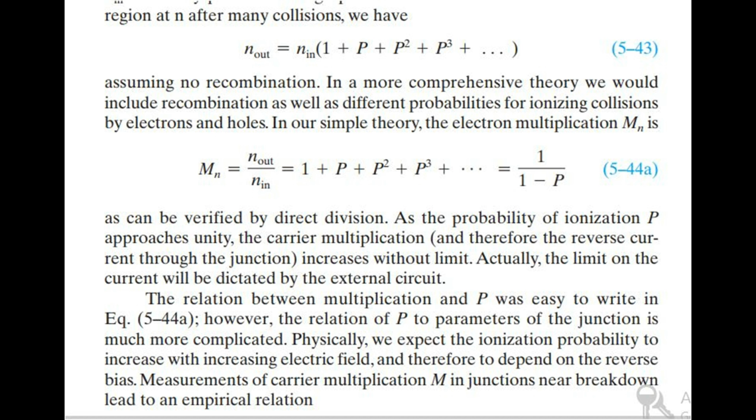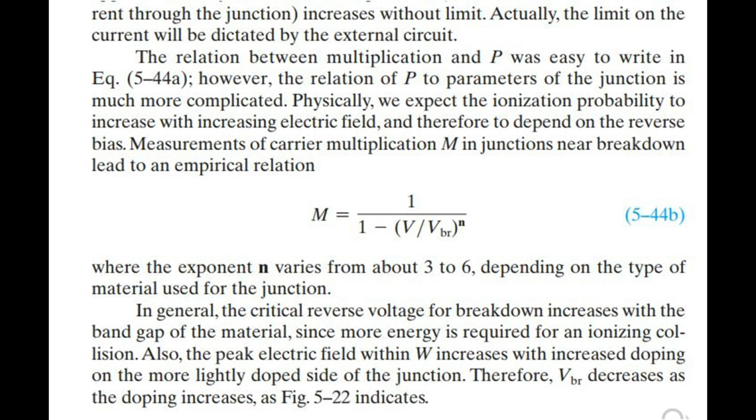Physically, we expect the ionization probability to increase with increasing electric field, and therefore to depend on the reverse bias. Measurements of carrier multiplication M in junctions near breakdown lead to an empirical relation where the exponent n varies from about 3 to 6, depending on the type of material used for the junction. In general, the critical reverse voltage for breakdown increases with the band gap of the material, since more energy is required for an ionizing collision. Also, the peak electric field within W increases with increased doping on the more lightly doped side of the junction. Therefore, V_BR decreases as the doping increases, as Fig 5-22 indicates.